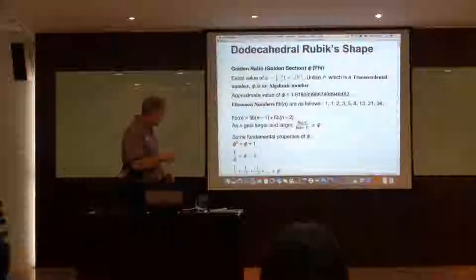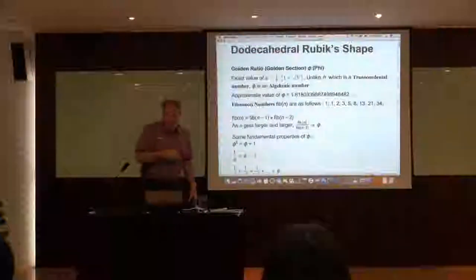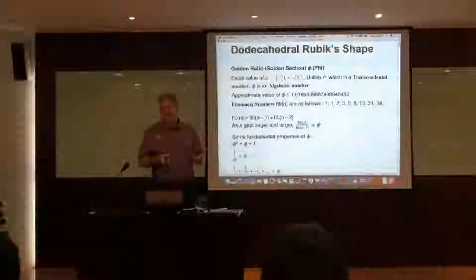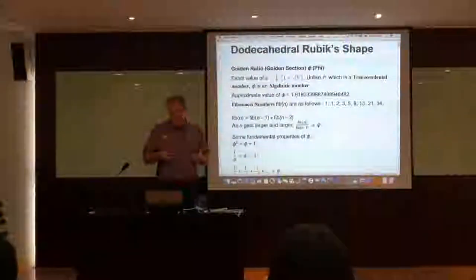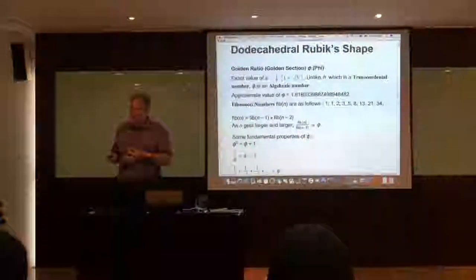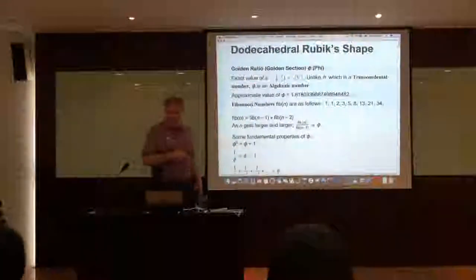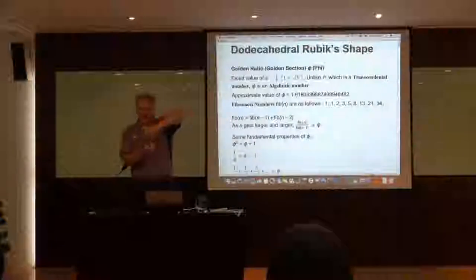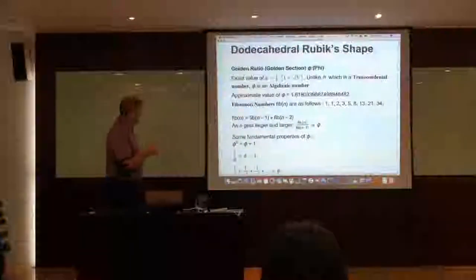So I call it dodecahedral Rubik's shape because I don't know what else to call it right now, because it is a dodecahedron. I can't really say Rubik's cube because it's not a cube, right? But it is a Rubik's style shape, because basically each side rotates. That's what Rubik had designed. Okay? So again, golden ratio.